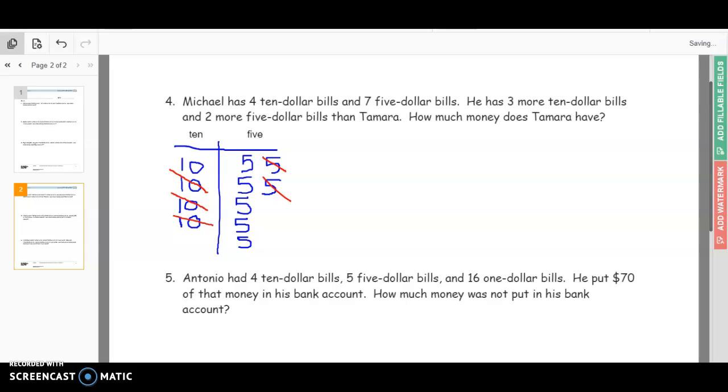Okay, now this is showing us what Tamara has. So if you look, we only have 1 $10 bill that's not crossed out, and we have 5 $5 bills that are not crossed out. So now we can go ahead and figure out how much money Tamara has. So I have 10 here. And I have a lot of 5s over here. Remember, I can just count by 5s to figure out how much I have here. So 5, 10, 15, 20. Whoops, it's covering one. 5, 10, 15, 20, 25. So I have $25 here.